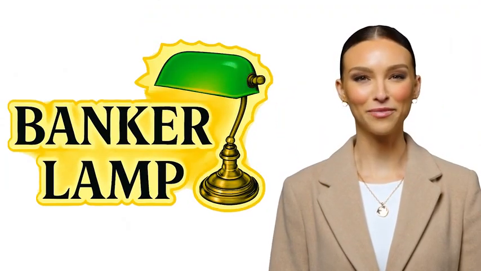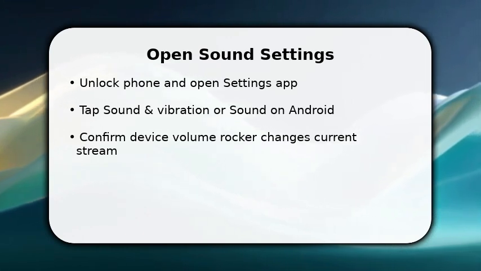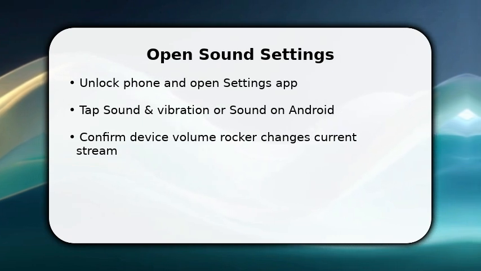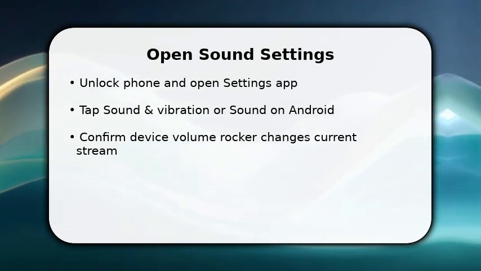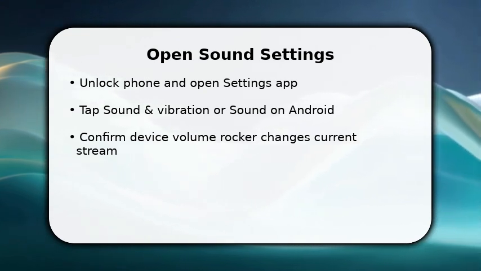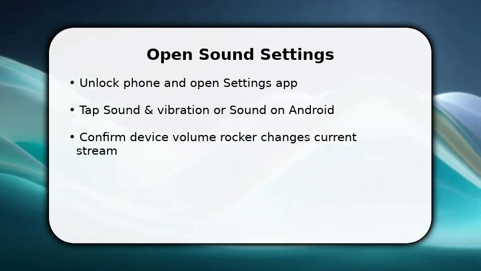Please enjoy the video. You start by opening settings and going straight to sound and vibration. You need to check which sound stream is active, media, ring, or notifications, because resetting affects specific streams. Once there, use the volume rocker to identify the stream and tap Advanced or App Volume and Preferences.